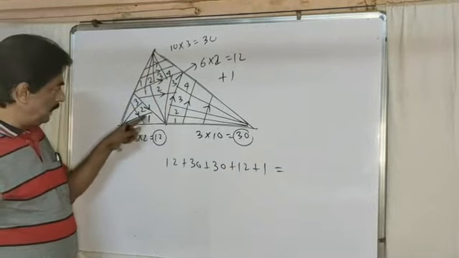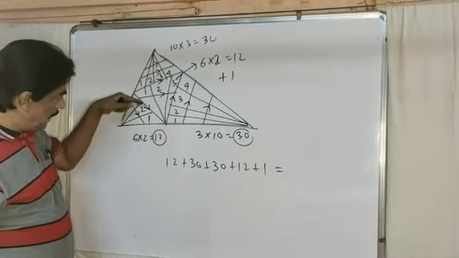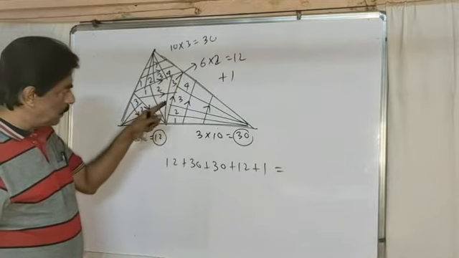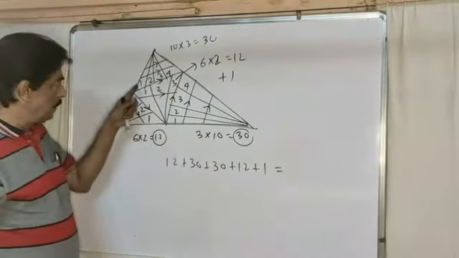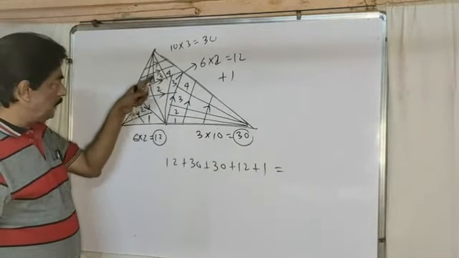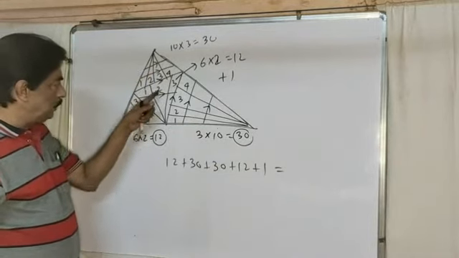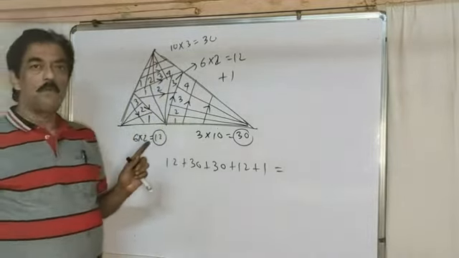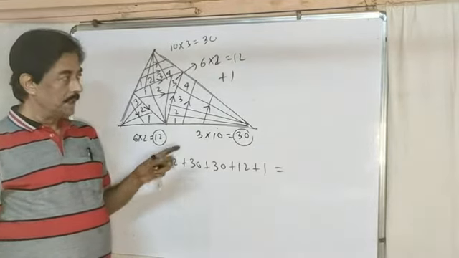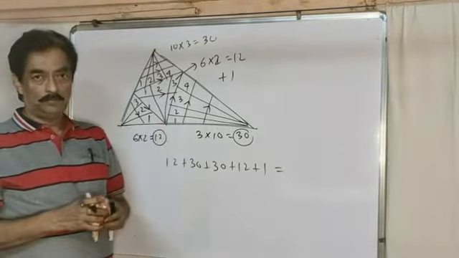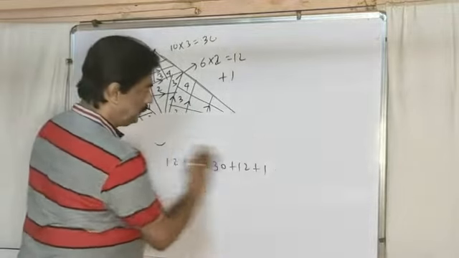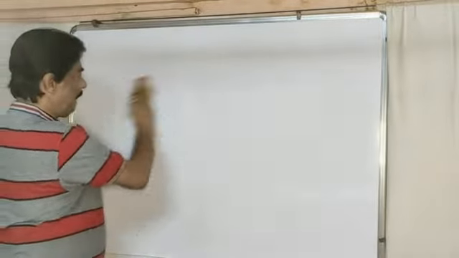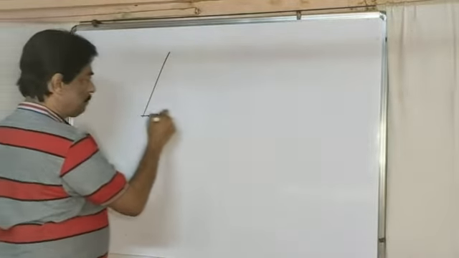Again, 1, 2, 3 for one line, 6. 2 lines, 6 into 2, 12. 1, 2, 3, 4 for one line, 10. For 3 lines, 10 into 3, 30. Again 30 for 3 lines. 1, 2, 3: one line 6, two lines 12. And the main triangle is 1. This is the most important: find the number of triangles. If you know the tricks, you can minimize your time. They can give it in this way.